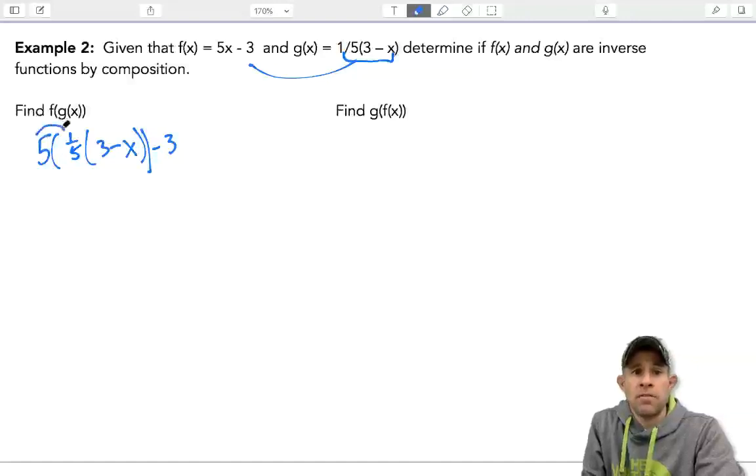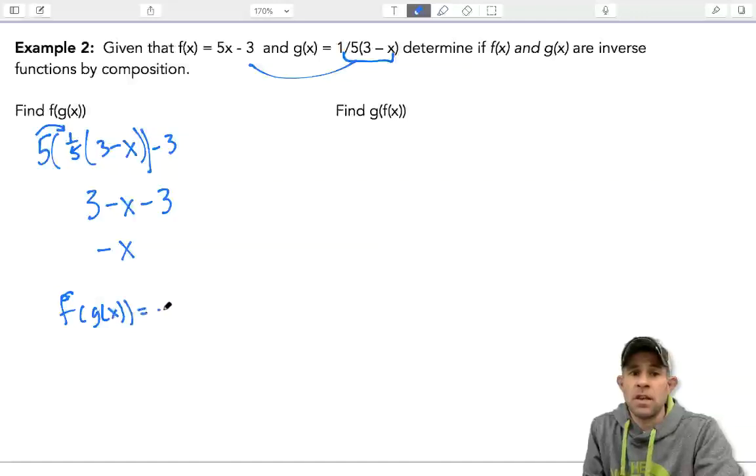All right, we'll take that 5 and distribute it in. That's going to go to 1, so we're left with 3 minus x minus 3. And when we combine like terms here, we're going to be left with negative x. So we see that f of g of x is equal to negative x.